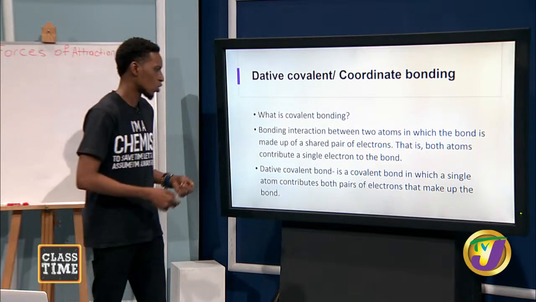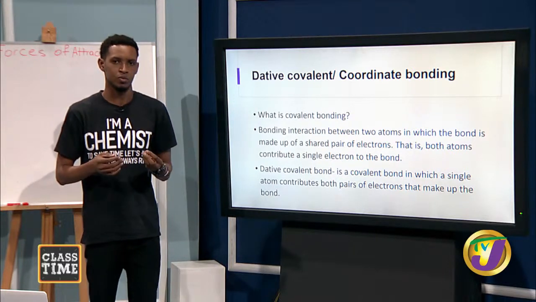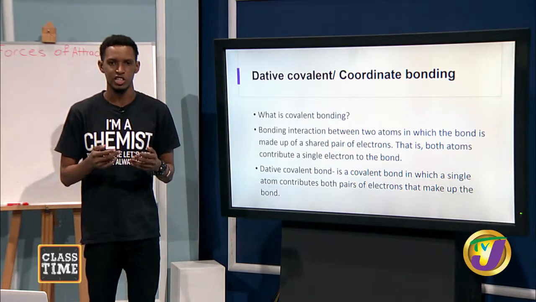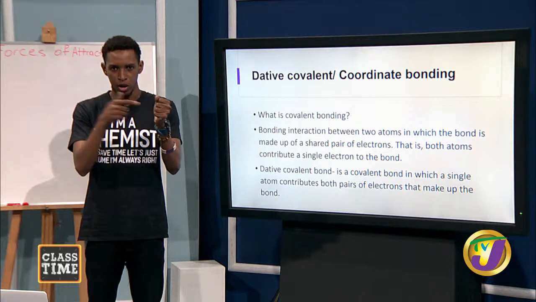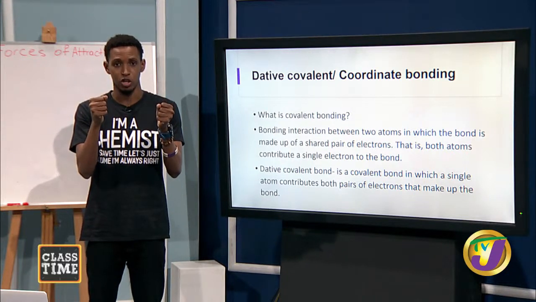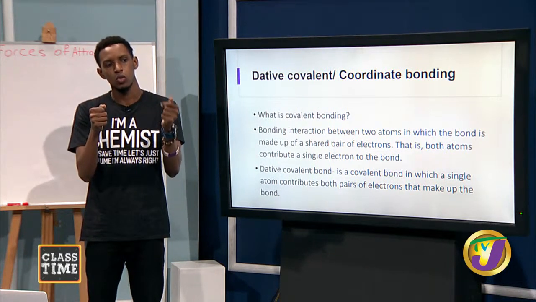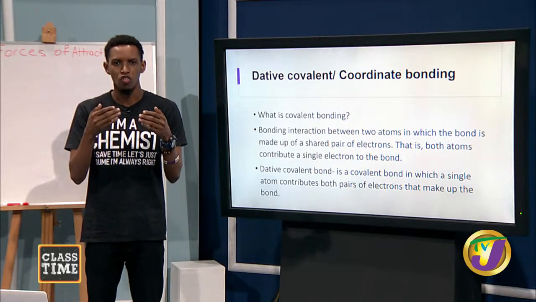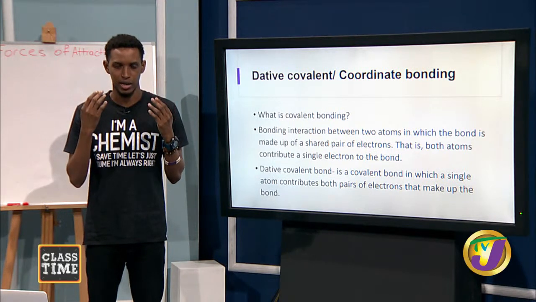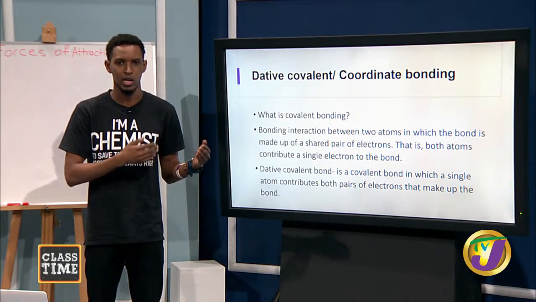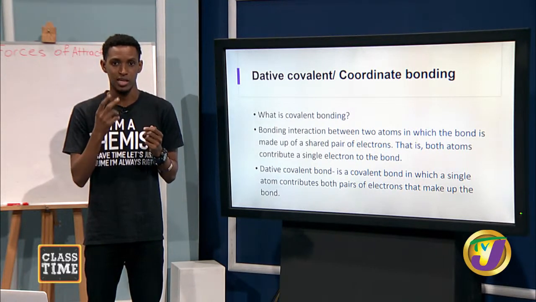So let's recap. Covalent bonding is a bonding interaction between two atoms where the bond is made up of a shared pair of electrons. If you have atom A and atom B bonding to each other in a covalent fashion, atom A would give one electron to that bond, and atom B would give one electron to that bond. So every covalent bond is made up of two electrons, and it's important to bear that in mind because some of the other concepts that we'll touch on later in the presentation require you to know that a bond has two electrons in it.